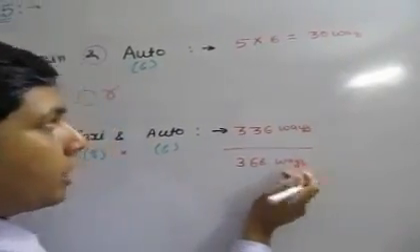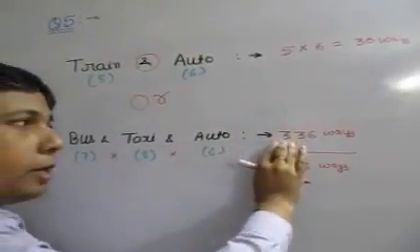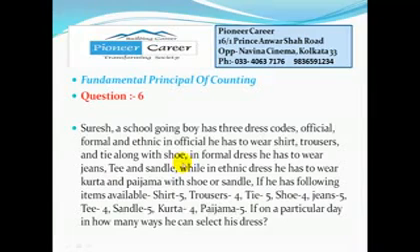Here finally we have used the fundamental principle of addition, as he has to take this path or this path, and "or" represents summation here. Now question number 6. Suresh, a school going boy, has 3 dress codes: official, formal and ethnic. In official he has to wear shirt, trousers and tie along with suit. In formal dress he has to wear jeans, tee and sandal. While in ethnic dress, he has to wear kurta and pajama with shoe or sandal.